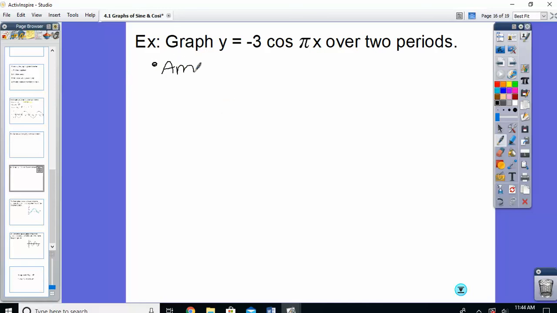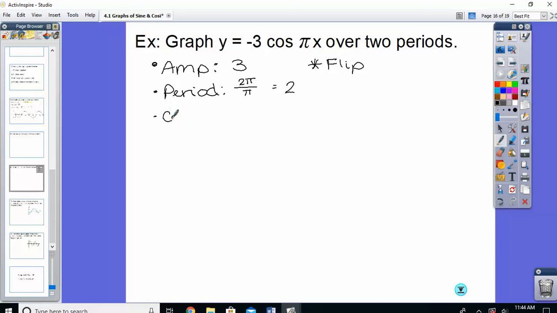What is my amplitude? 3. What else is happening on this one? It's going to flip because I did put a negative in front. Period. To find the period, it's 2 pi divided by the number in front of x, which is pi. So my period is just 2.